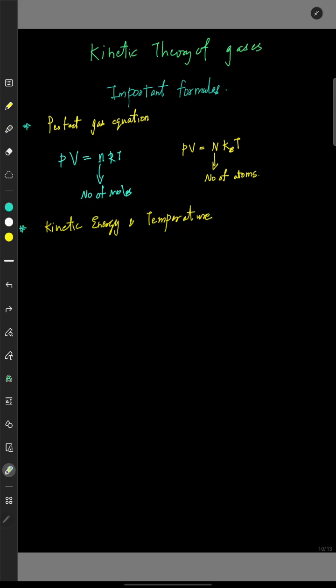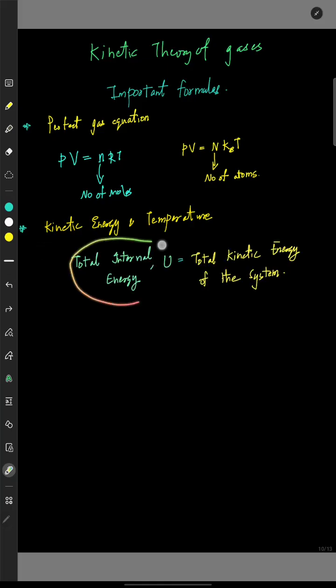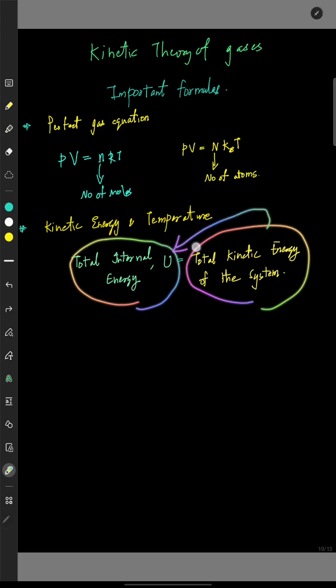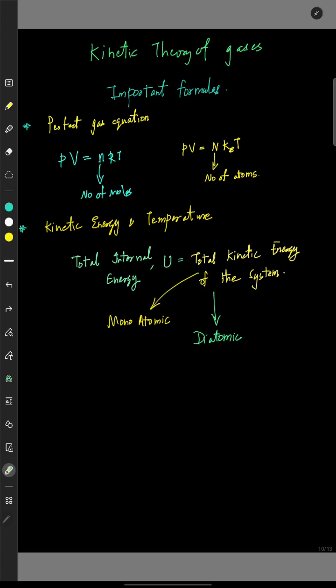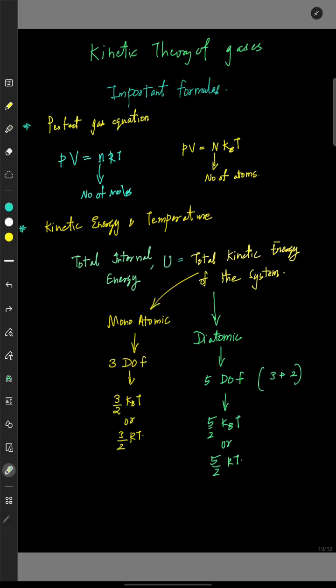And then, how the kinetic energy of a molecule is related to the temperature. We can say that the total internal energy of the system is expressed in terms of the kinetic energy. The kinetic energy contributes to the internal energy. And we are going to talk about the monoatomic system and the diatomic system. What is the internal energy or the total kinetic energy of a system? For a monoatomic system, it comes with 3 degrees of freedom, that is 3 translational directions, and for each we'll have half kBT, so in total 3/2 kBT, or we can also say 3/2 RT.